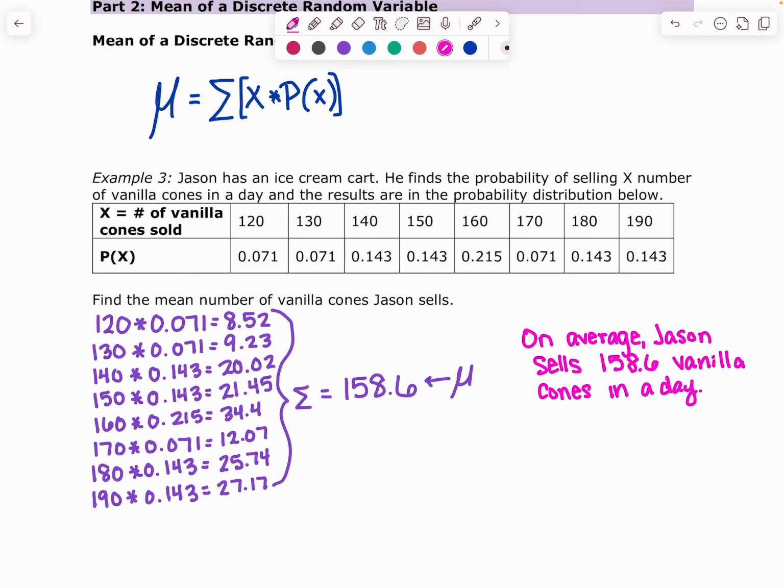So that is how we calculate the mean for a discrete random variable.